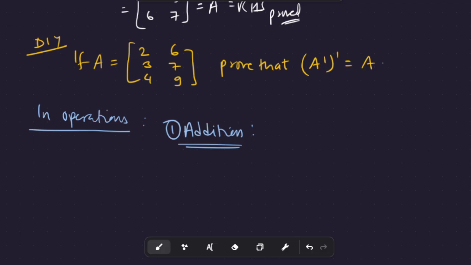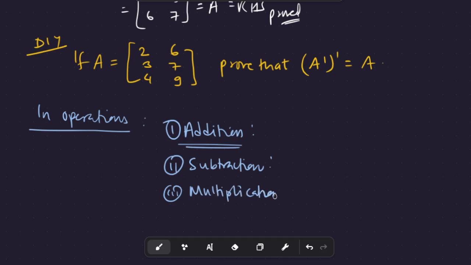When the orders of two matrices are equal, then the matrices are said to be compatible for addition and the corresponding elements are added. This is addition. Second one is subtraction. The same condition applies in subtraction also. When the order of the two matrices is the same, then only are the two matrices compatible for subtraction. Next one is multiplication.